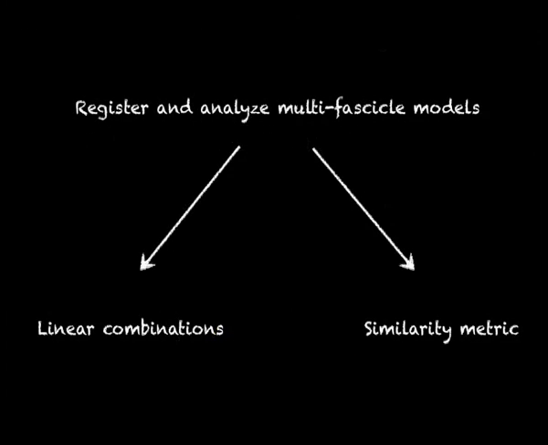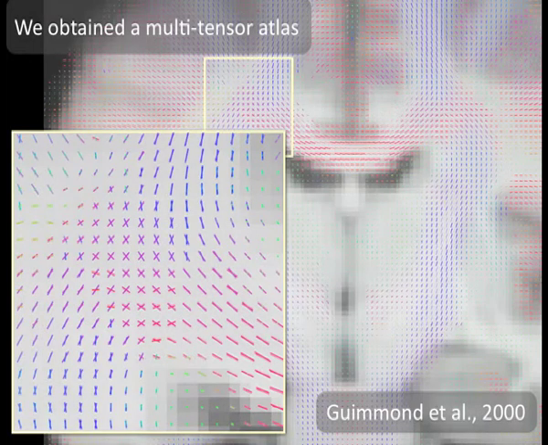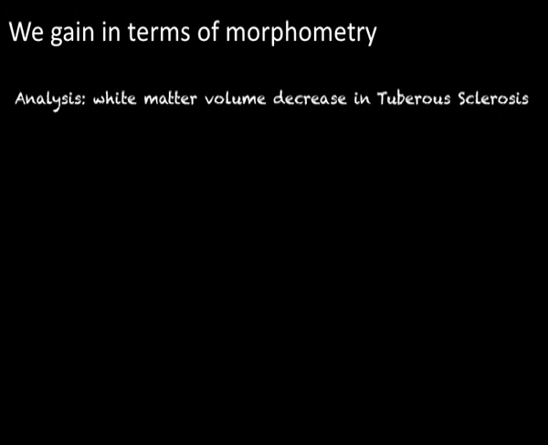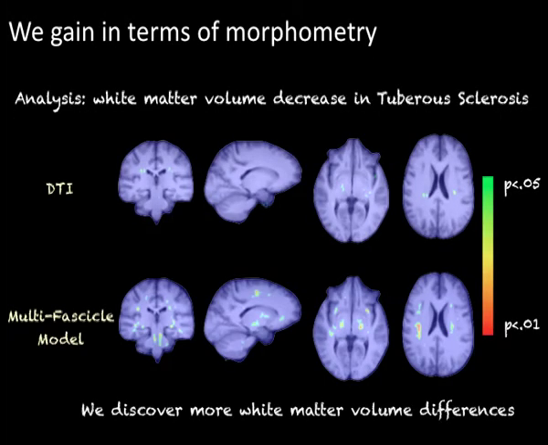Alright, so we now have a method to linearly combine multifascicle models and a similarity metric to register them. But what have we really gained? To answer this question, let's first build a multifascicle atlas based on the developed registration method. Using this atlas, we are now in a position to perform population studies. As an illustration, we perform a population study of tuberous sclerosis complex, a disease which affects the entire white matter.